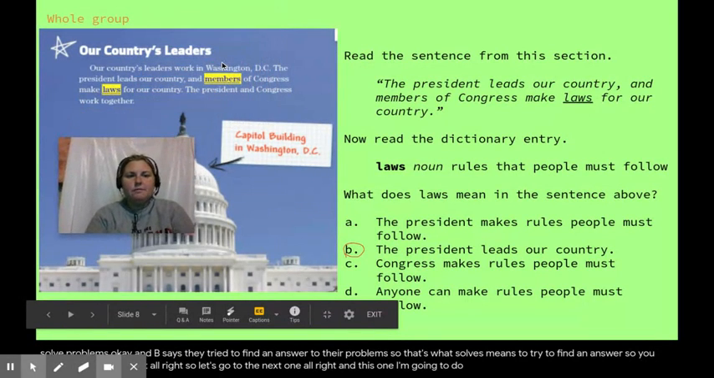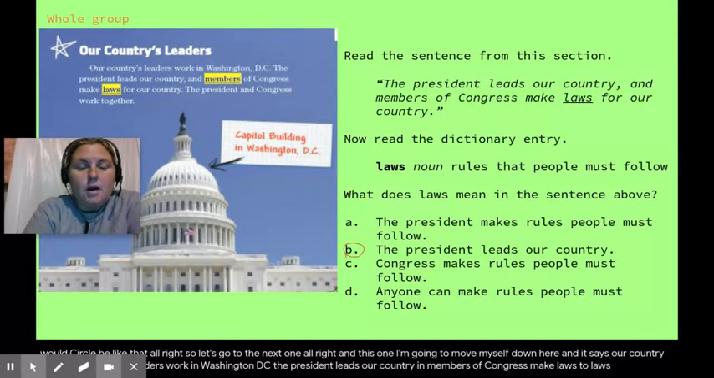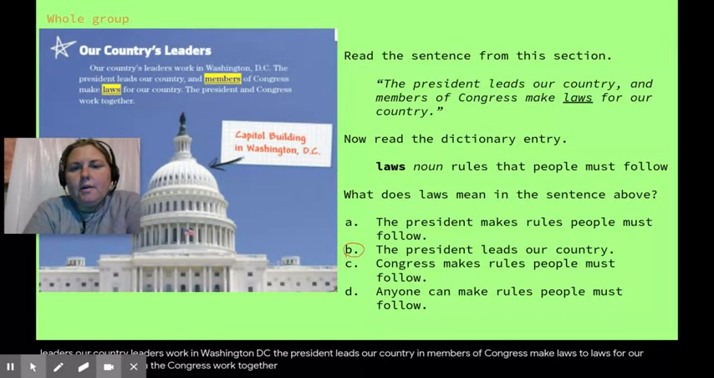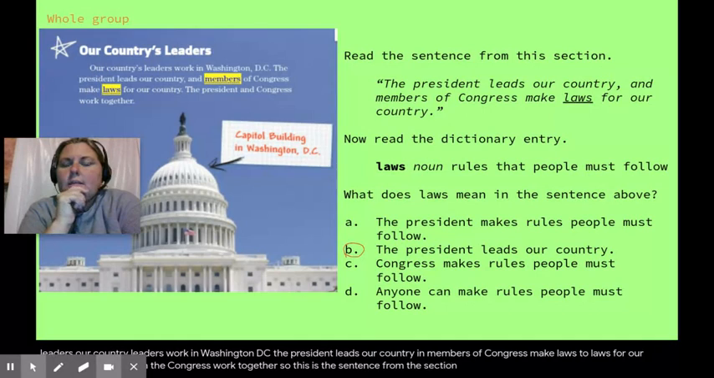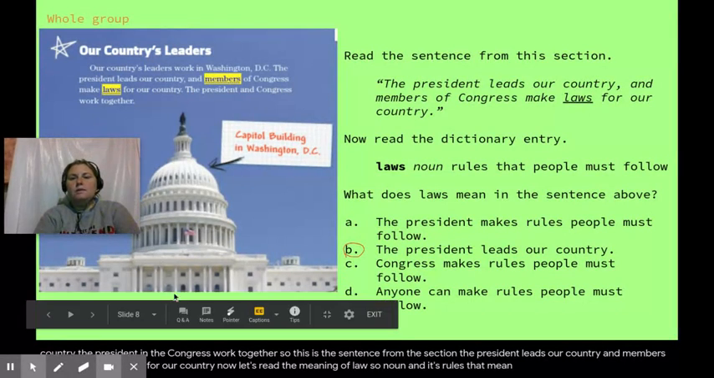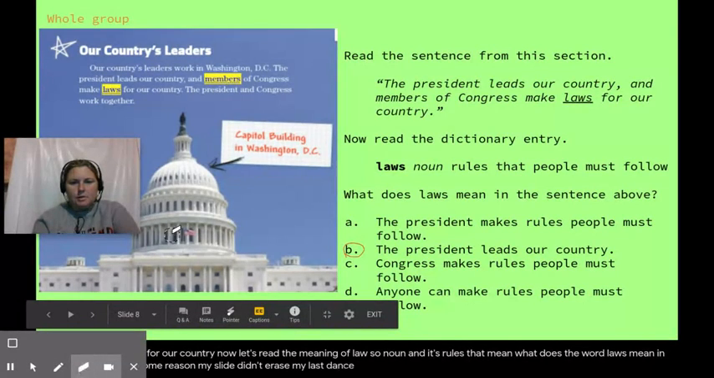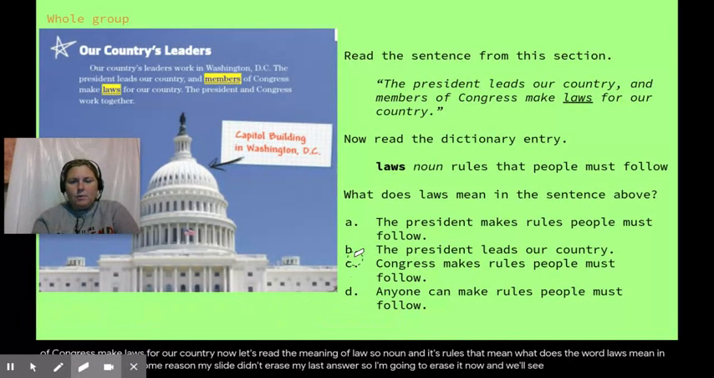All right, and this one, I'm going to move myself down here, and it says, our country leaders work in Washington, D.C. The president leads our country, and members of Congress make laws for our country. The president and the Congress work together. So this is the sentence from the section. The president leads our country, and members of Congress make laws for our country. Now let's read the meaning of law. Laws, it's a noun, and it's rules that people must follow. What does the word laws mean in this sentence? For some reason, my slide didn't erase my last answer, so I'm going to erase it now, and we'll see if we can find the right answer.